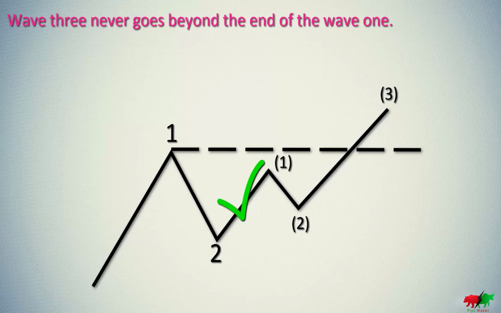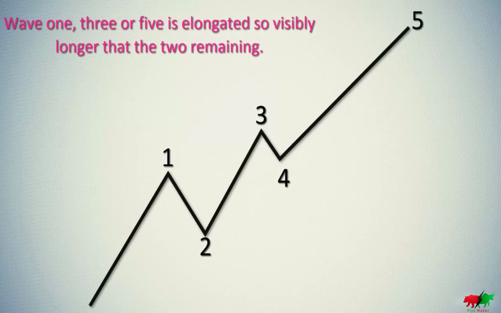The last principle we should obey is that usually one impulse wave, wave 1, 3, or 5, is elongated, so visibly longer than the 2 remaining. Elliott found in his observations that wave 3 is often the longest, and certainly never the shortest one. This relation is respected if wave 3 covers a greater percent distance than the other 2 waves in the impulse. About this structure of the impulse you will learn in the next lesson, dedicated to the personality of the waves.